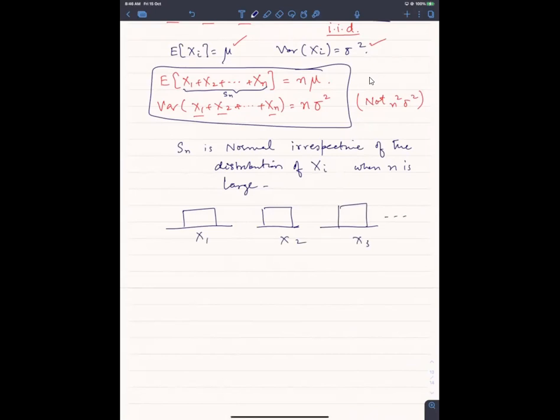मैं इन सब को ऐड कर देता हूं, x1 plus x2 plus x3 plus x4 all the way up to xn. For a sufficiently large number, the distribution of the sum is going to be normal. Amazing result. This is an amazing result. x1 plus x2 plus dot dot dot up to xn. For large n उसकी डिस्ट्रीब्यूशन ऐसी होगी.